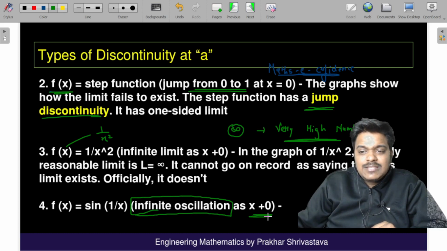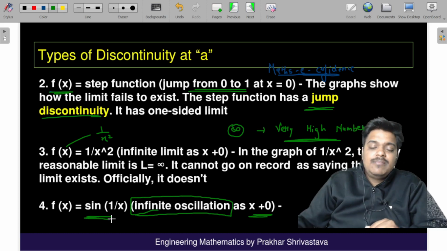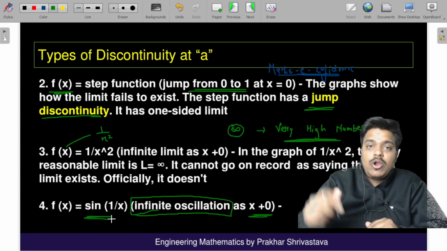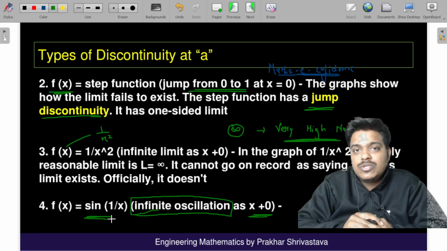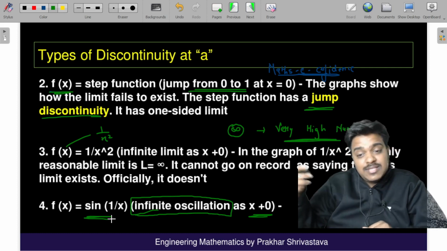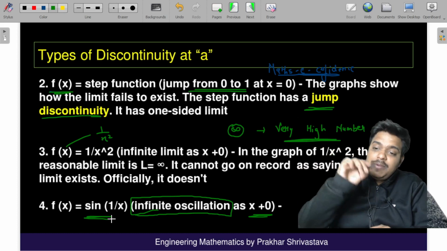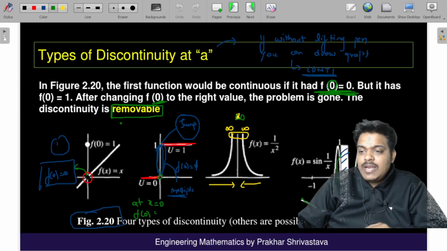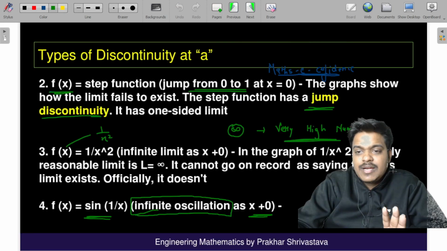And the last type of discontinuity is known as oscillation discontinuity. At x is equal to 0, the value of sine 1 by x is not defined. So that is why we cannot put any value of y at x is equal to 0. This is repeated again and again. As you can clearly see here, it goes and then repeats and then repeats again. Is it clear?